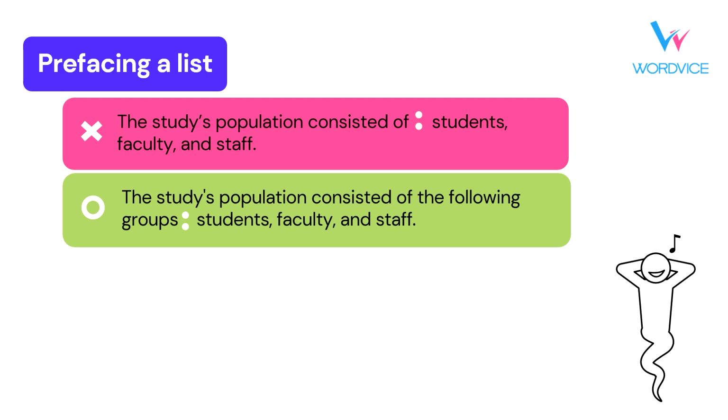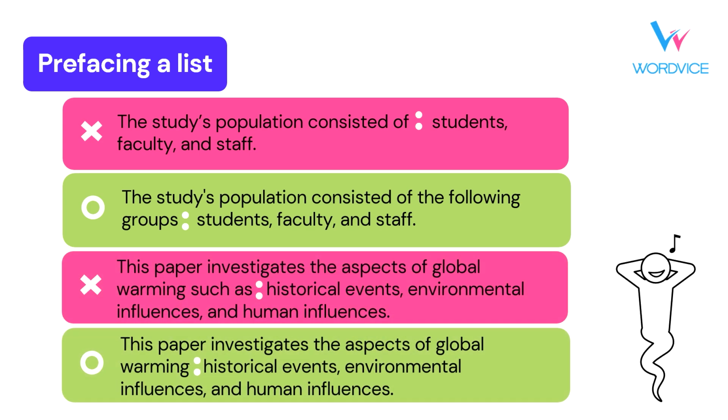Another important thing to note when incorporating colons into lists is that colons should be used only when the list does not fit naturally into the sentence. For example, if phrases such as and including are used in the sentence, these phrases already indicate that a list should follow. So in this case, using colons would be unnecessary.